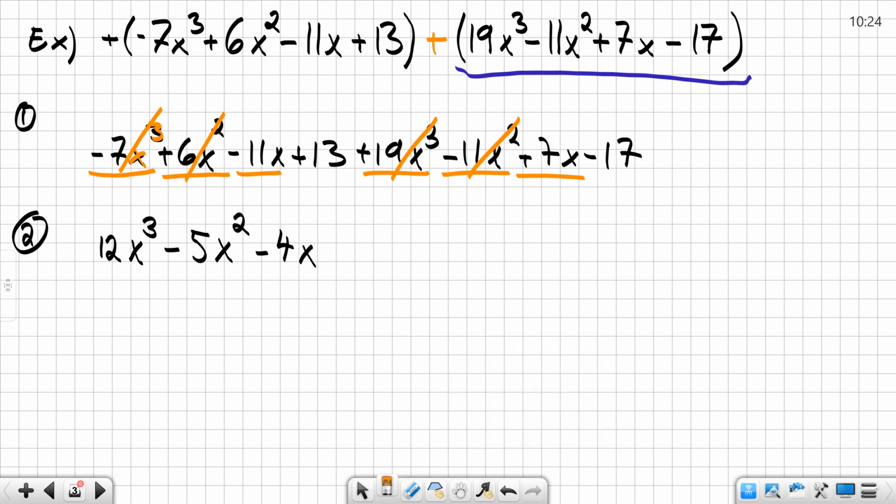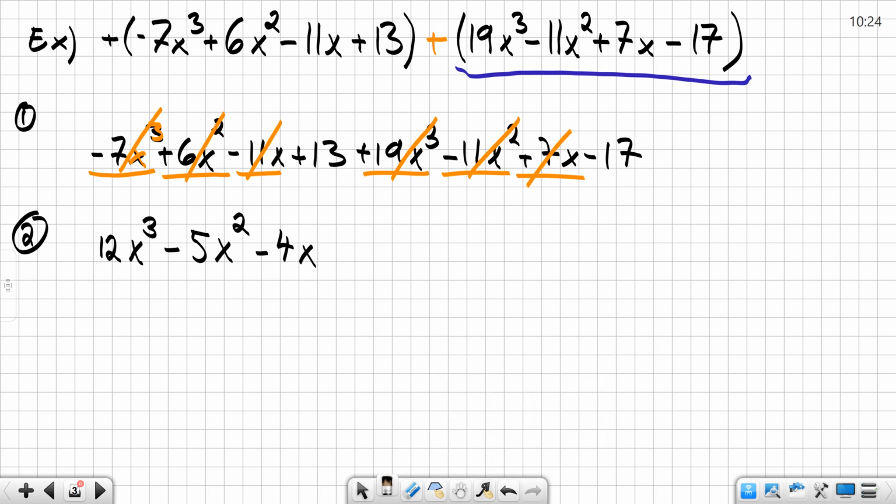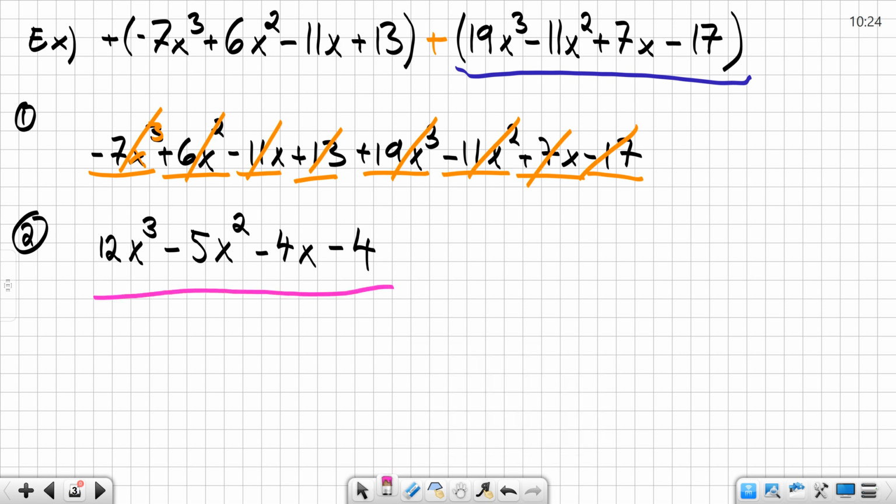I do not always have to have like terms. If there is just one term of it, then this is the one that I have to collect. But in this case, everything has a matching pair. A positive 13 minus 17. And that will give us, well, negative 17 plus 13. That's a negative 4. And I am done. There is my solution. I have added both of these polynomials.